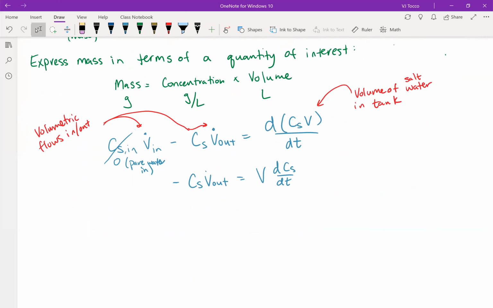I'm going to refrain from plugging in any numbers until the very end, because that's good engineering practice. All right, I have a separable differential equation here. I know that neither V out nor V is a function of time, but CS is a function of time. So I'm going to separate my variables. And because V and V out are constants, it really doesn't matter which side they go on. So I'll just put them on the left-hand side. So CS times V out over V dt is equal to dCS. And I'm going to integrate both of those.